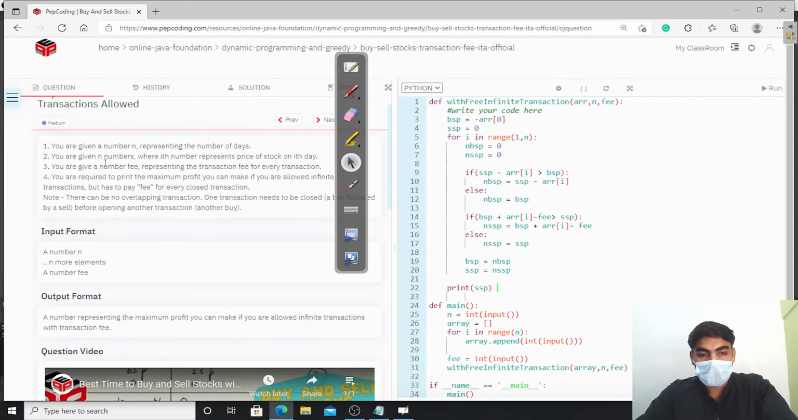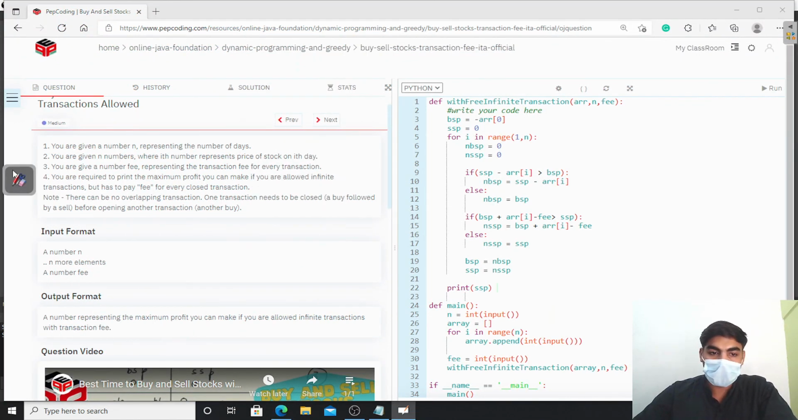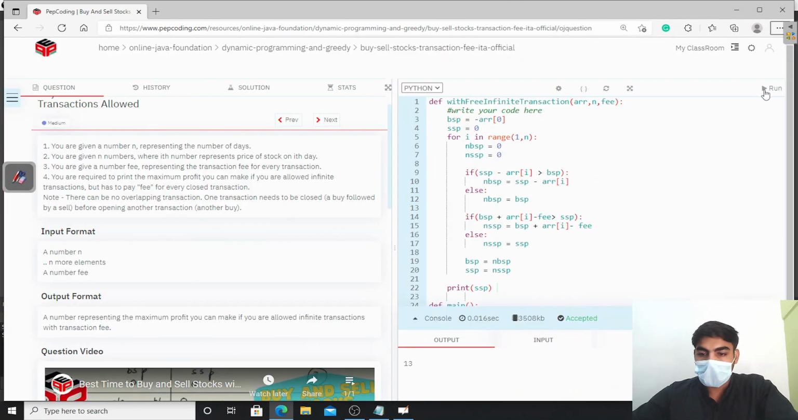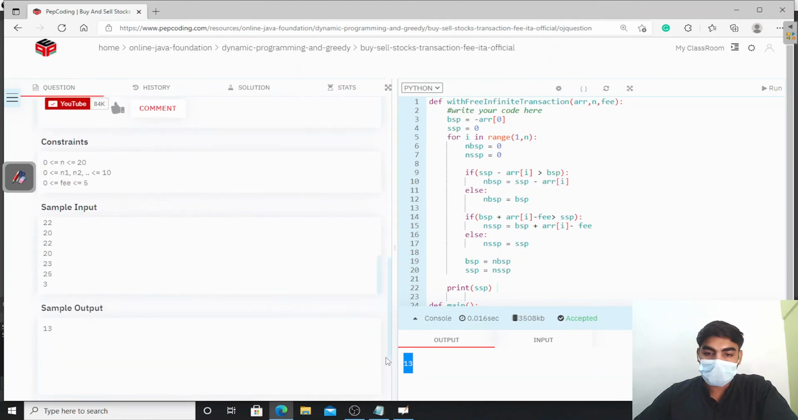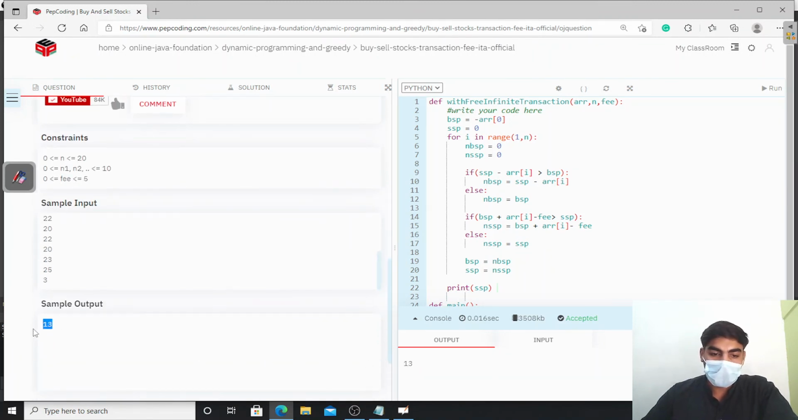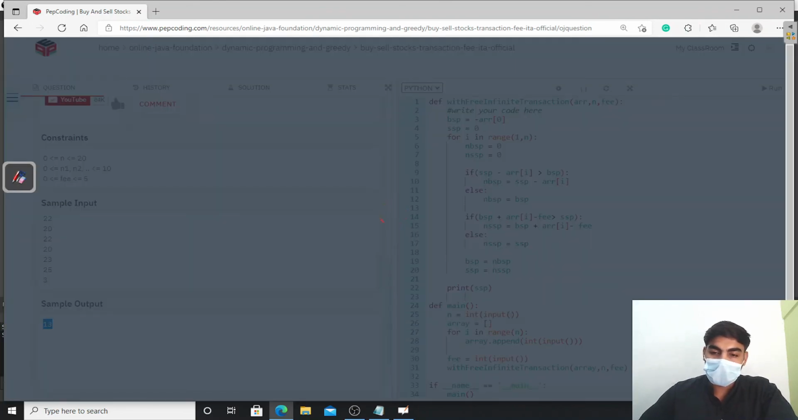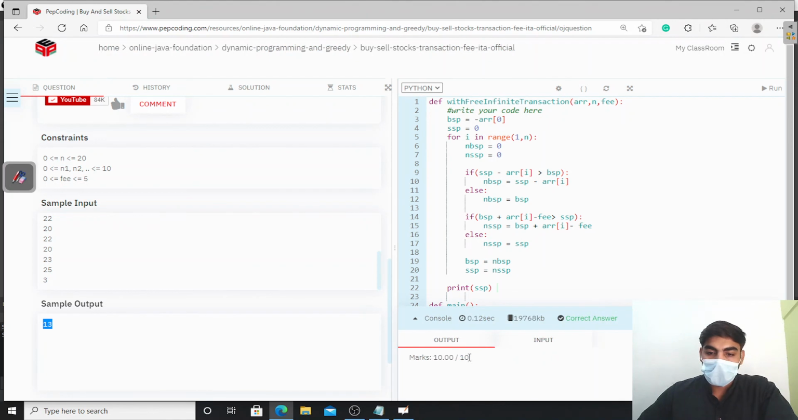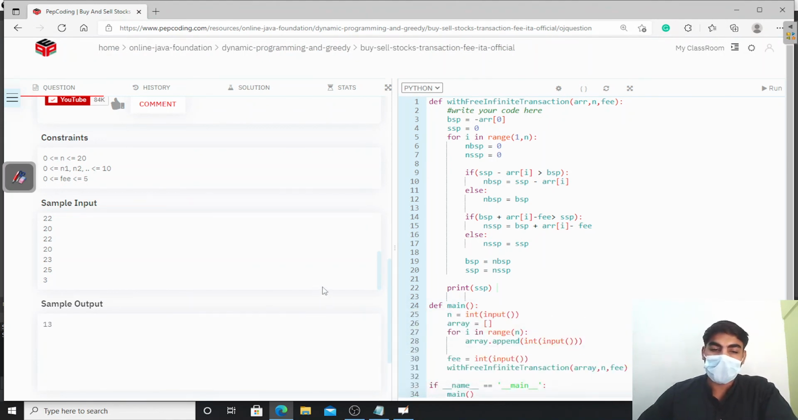Trying to compile it. I get 30 as output, which is the output we want, and then I try to submit it. We get 10 out of 10, so it is submitted successfully.